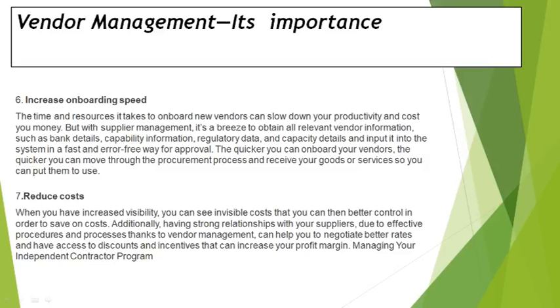Number 7 is reduce costs. When you have increased visibility, you can see invisible costs that you can then better control in order to save on costs. Additionally, having strong relationships with your suppliers due to effective procedures and processes, thanks to the vendor management system, can help you to negotiate better rates and have access to discounts and incentives that can increase your profit margin. Managing your independent contract program is also an added boon to this program.